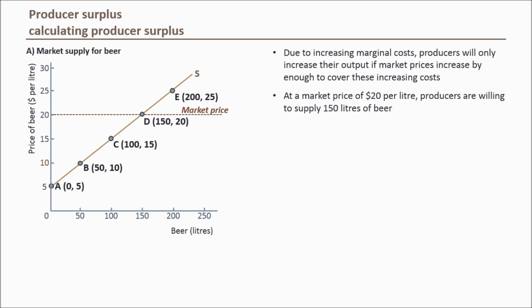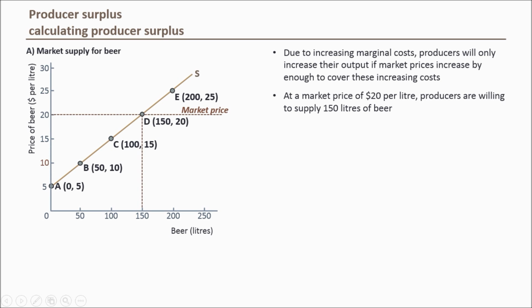Let's assume that the current market price is $20 per liter. The supply curve tells us that at $20 per liter, the amount of beer that is supplied to the market is 150 liters. But what is more interesting is what we can see to the left of the 150 liter supply mark on the x-axis. By looking at the x-axis to the left of the 150 liter point, we can see that producers would still be able to supply beer at market prices below the current market price of $20 per liter.